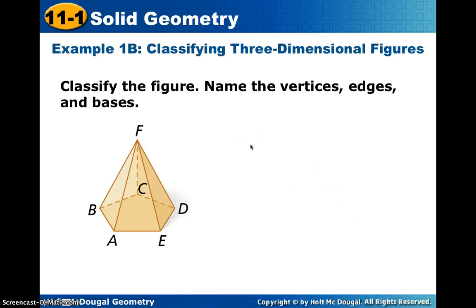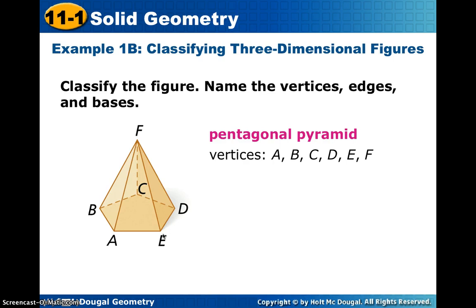So when we look at these shapes, you should be able to classify them and to name the edges, vertices, and bases. So first of all, what is this? Well, the base down here has 1, 2, 3, 4, 5 sides, so that makes it a pentagon. And since it all goes up to one vertex, so it only has one base, it's a pyramid. So we have a pentagonal pyramid. The vertices of the pyramid are all of the corners, so all of the letters here, A, B, C, D, E, and F are all vertices.